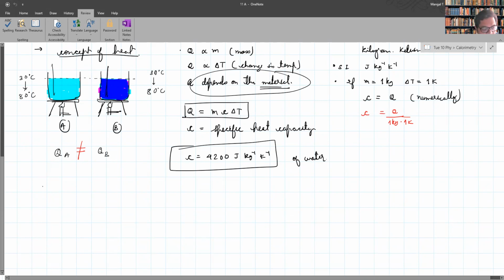It means that if you take 1 kg of water, and suppose it is at 40 degrees Celsius, and if you supply 4,200 joules to it, then the temperature will become 41 degrees Celsius. That's the meaning of that. On the other hand, if you take copper, it is around 300 joule per kg per Kelvin. That means if you take 1 kg of copper, like a copper plate, and supply only 300 joule, then the temperature will rise by 1 degree.